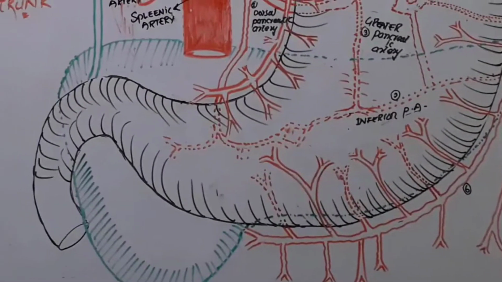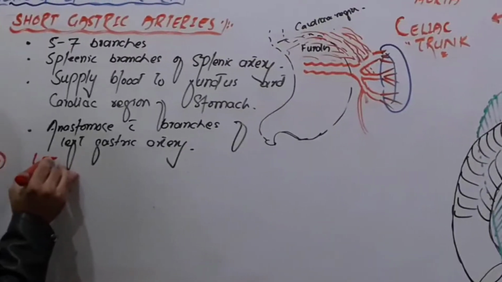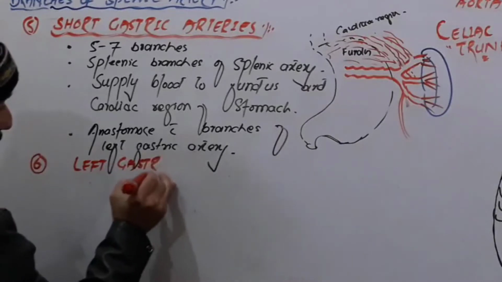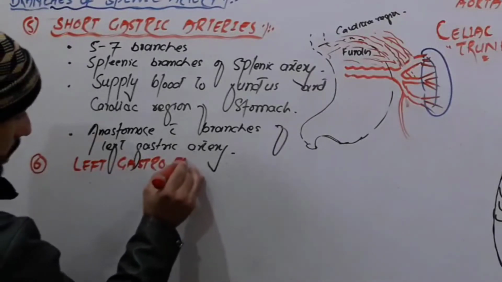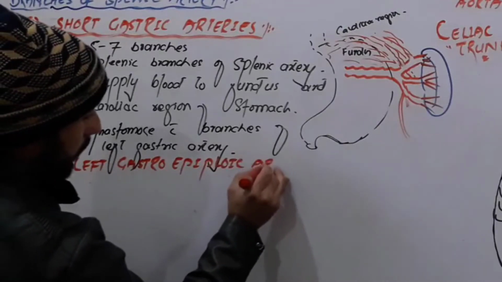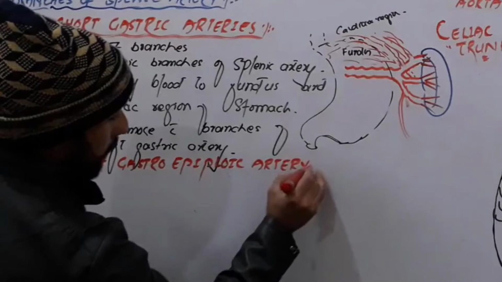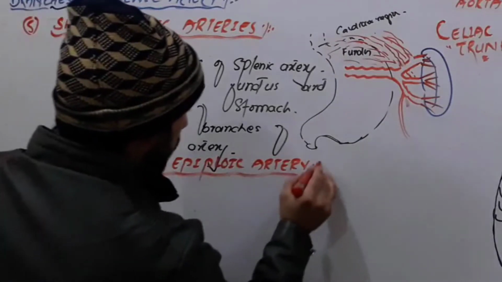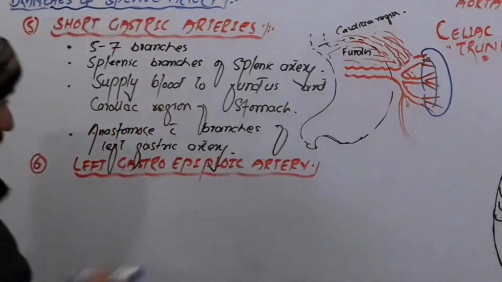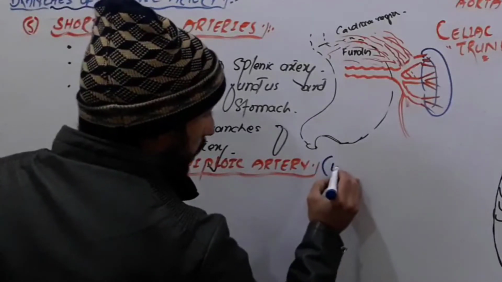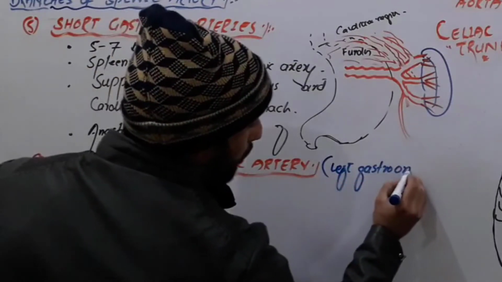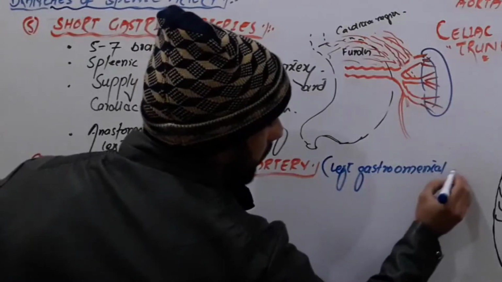Okay, so this is our sixth branch, the left gastroepiploic artery, and this artery is also called the left gastroomental artery, right?